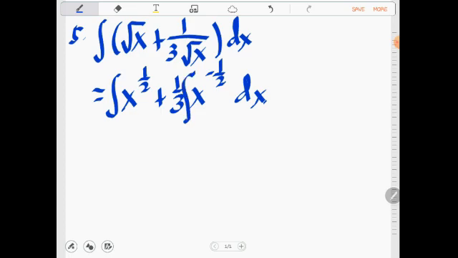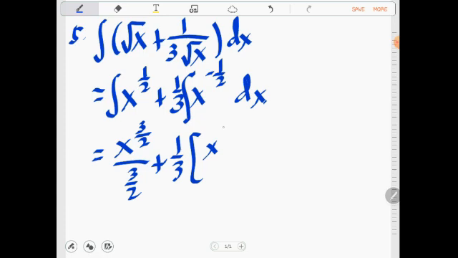So, dito meron din tayong integral dyan. So, proceed tayo sa integration. So, this would be equals to x raised to 3/2 all over 3 over 2 plus 1/3 times x raised to 1/2. Okay? All over 1/2. Kasi negative 1/2 plus 1 is 1/2. Okay? Then, plus the arbitrary constant c.